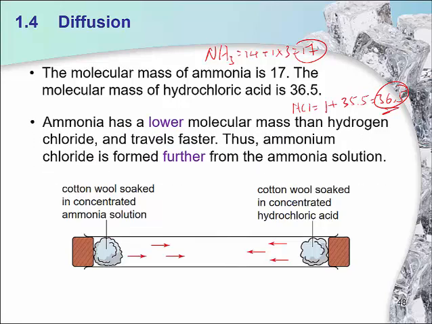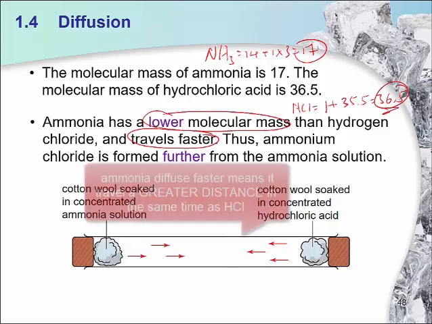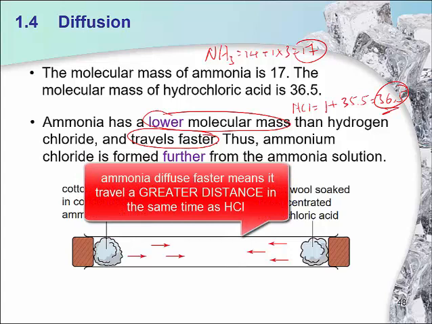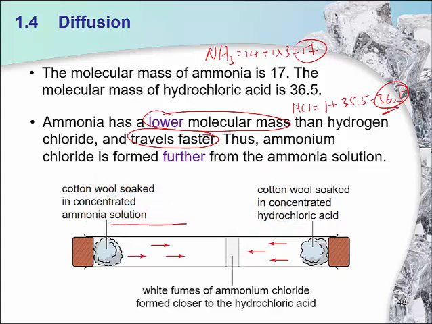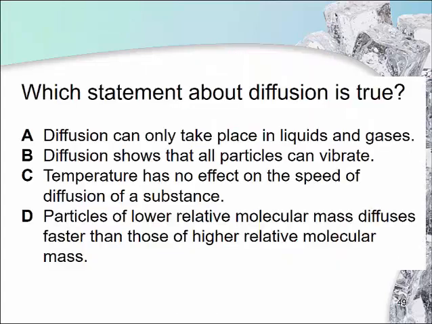So ammonia, having a lower molecular mass, travels faster compared to the hydrogen chloride. Hence, ammonium chloride is formed further from the ammonia solution. So ammonia moves faster, travels a longer distance in the same time, while hydrogen chloride gas diffuses at a slower rate, hence travels a shorter distance over the same period of time, and they will meet together to form ammonium chloride, which is nearer to the hydrochloric acid.